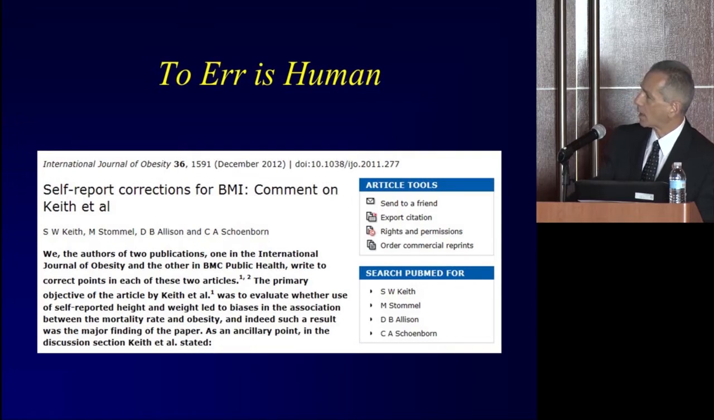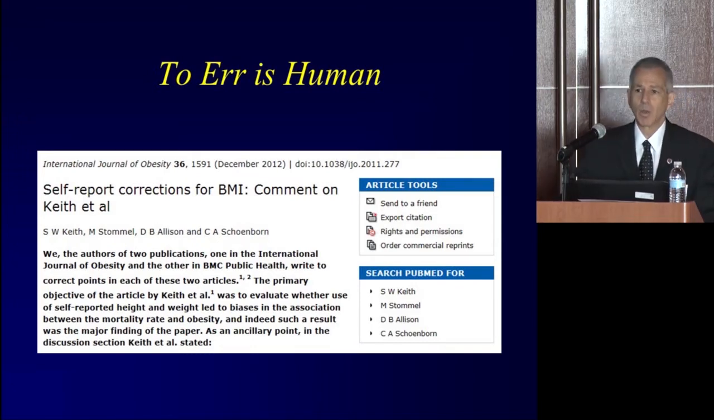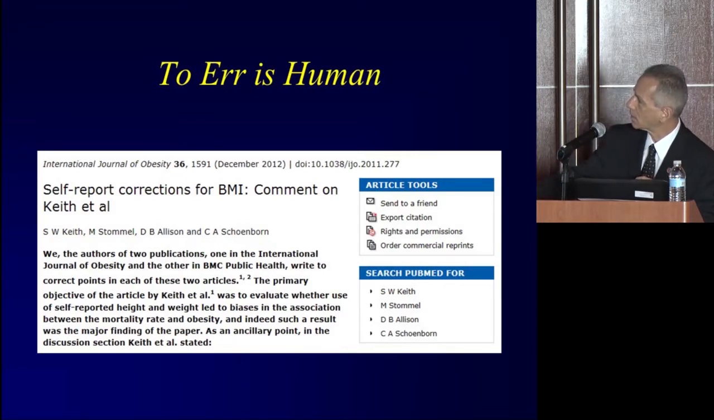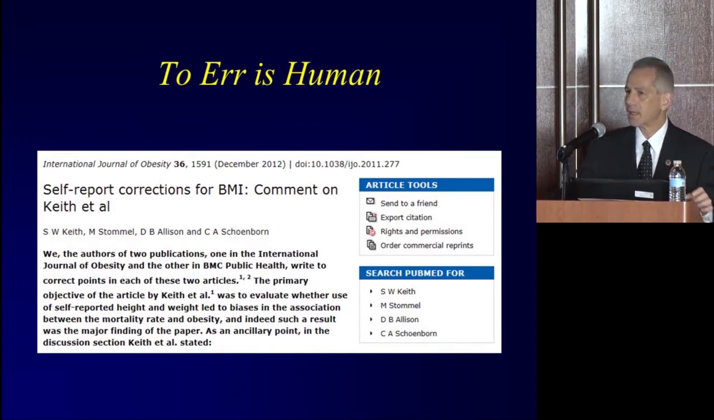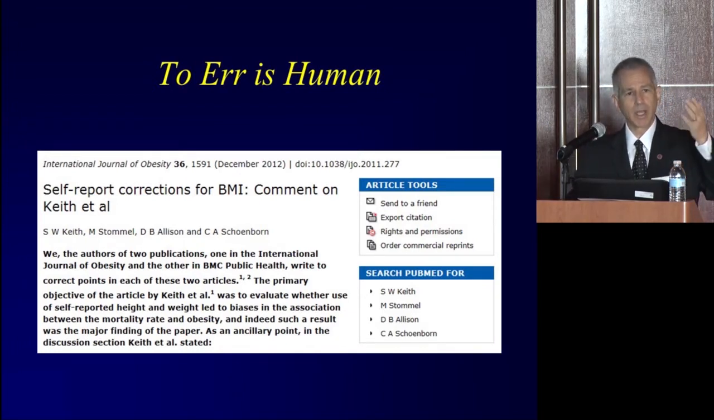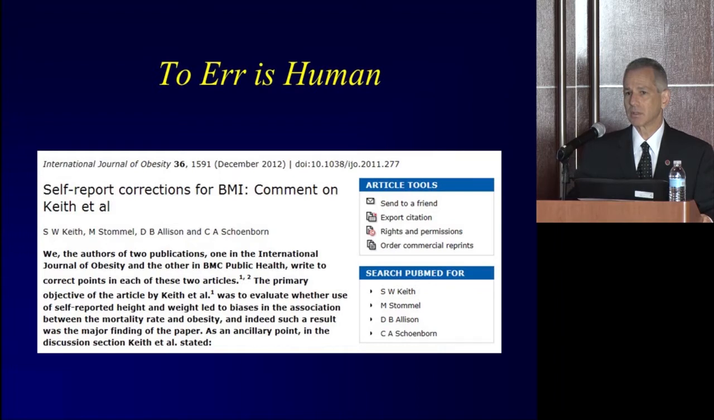Some years ago, Scott Keith, who was one of my students at the time, and I published a paper. And we showed that corrections for self-report bias in BMI and mortality studies didn't necessarily make the results better. We had used some equations from some other authors listed here. After our paper came out, I got an email from one of these authors, and they said, we're using the public raw data that you used, the NHANES data, and we can't reproduce your results. Uh-oh. This is the email you never want to get.